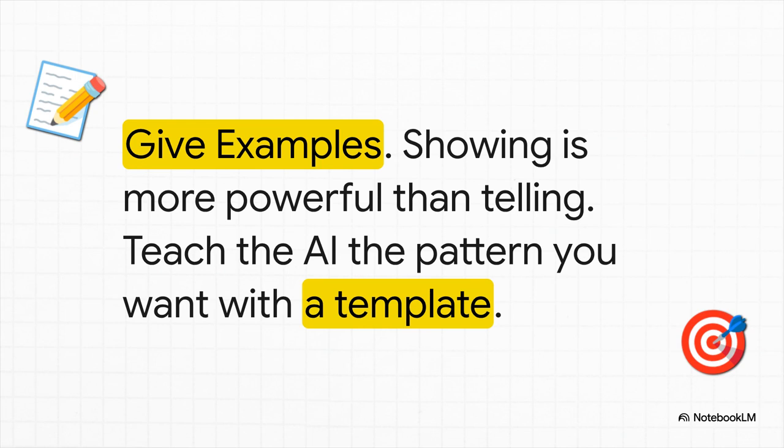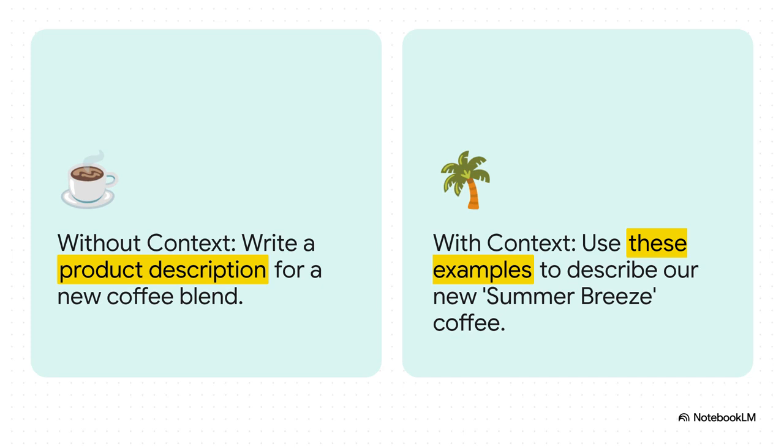Okay, technique number 1. It's so simple, but it is so effective. Just give the AI examples. You know that old saying, show, don't tell? It's 100% true here. When you give it a template, you're literally teaching it the exact pattern and style you want. Take this coffee description, for example. A generic request gets you, well, a generic answer. Boring. But look what happens when we first show it a couple of examples of the style we want. And then we ask it to write one for our summer breeze blend. The result is just perfect. It's specific, it's on brand. The AI learned the pattern because we showed it the pattern.